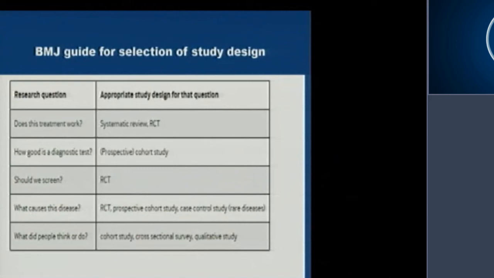Same thing BMJ has already put on their website: the question of which are the best selected study designs. I had put it as a slide, but it's a repetition of the previous slide.